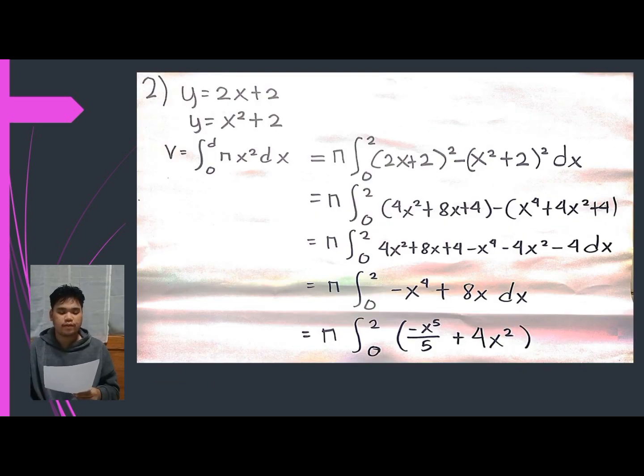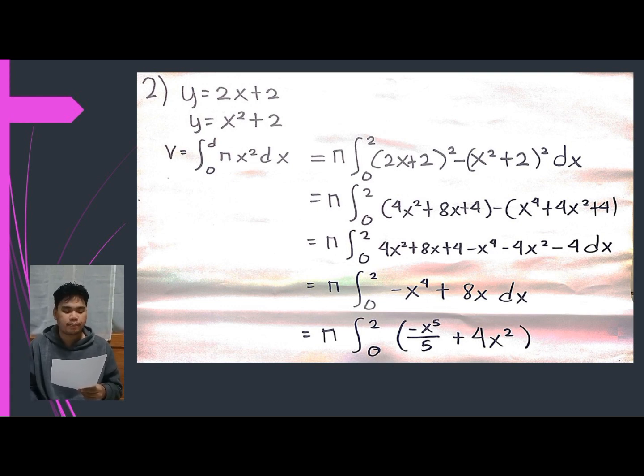And for number 2, we've got y = 2x + 2 and y = x squared + 2. So you know that the formula of volume of revolution is V = integral of pi times x squared dx. So we're going to put V = integral of pi times (2x + 2) squared minus (x squared + 2) squared dx, between 2 and 0.